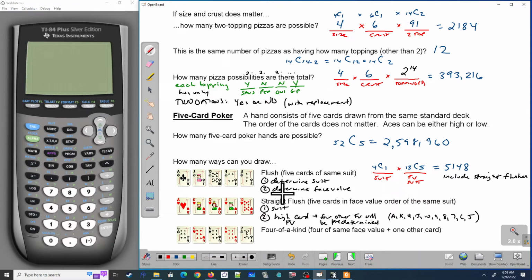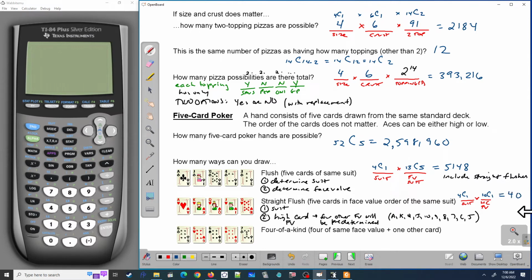So when I build my straight flush here, and I do my suit, and I do my high card face value, the math for this is going to be 4C1. For the high card face value, there's only 10 options I can choose from, 10C1, and so that means I will have 40 straight flushes.